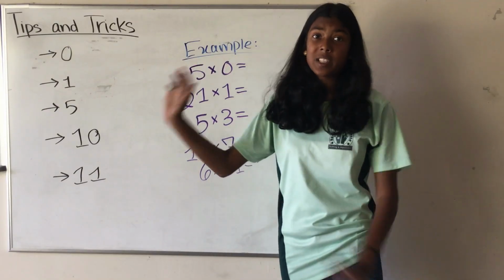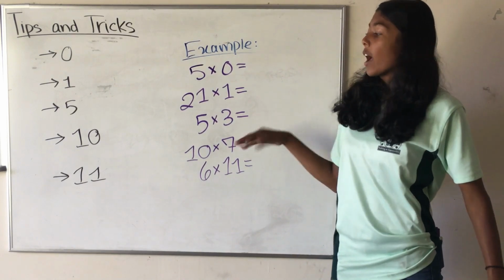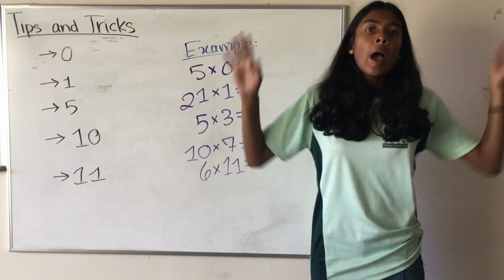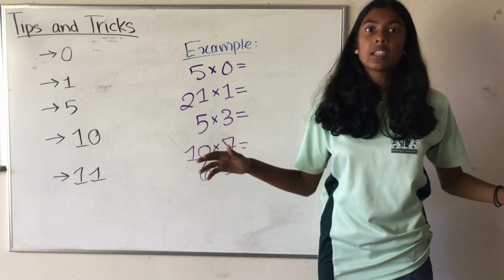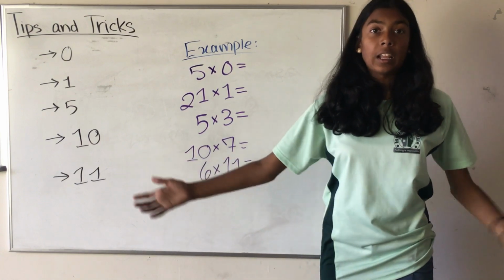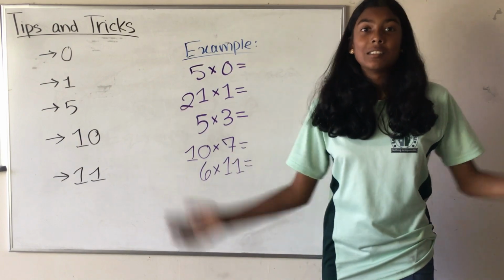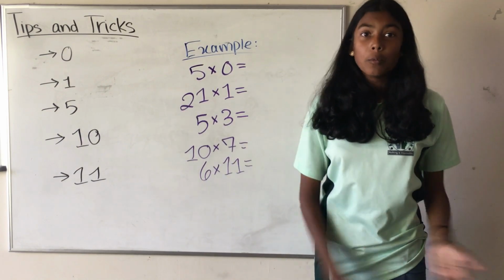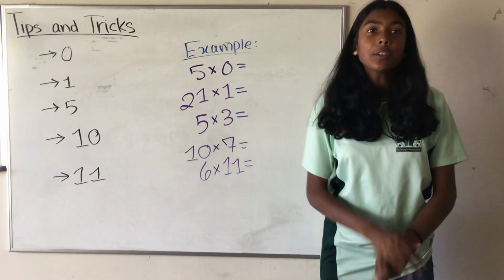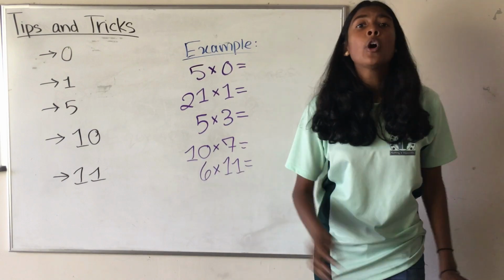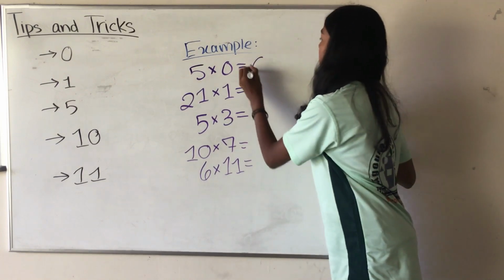Now we're going to move on to some tips and tricks for multiplication. The ones that we're going to use tips and tricks for are 0, 1, 5, 10, and 11. Let's start with 0. The only thing you need to know is if you multiply a number by 0, you're going to get 0. 0 times a million, 0. 0 times 1, 0. 0 times 0, 0. 0 times 29, 0. Anything you multiply by 0 will give you a 0. So for practice, 5 times 0 will equal 0.